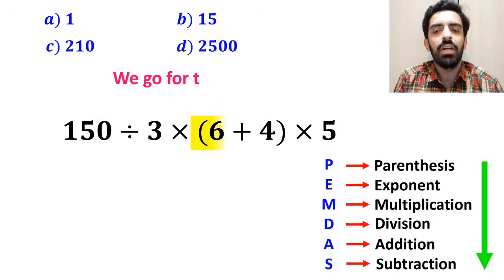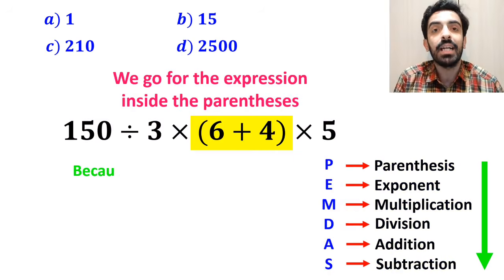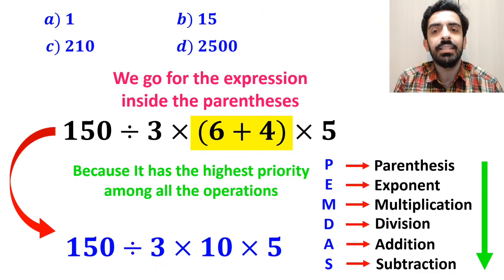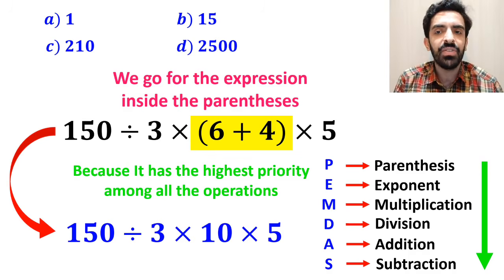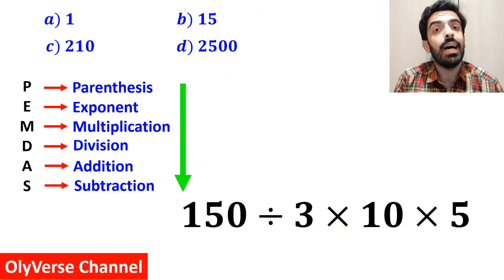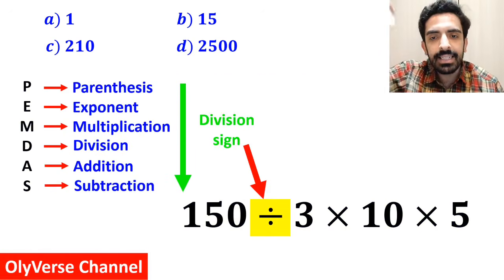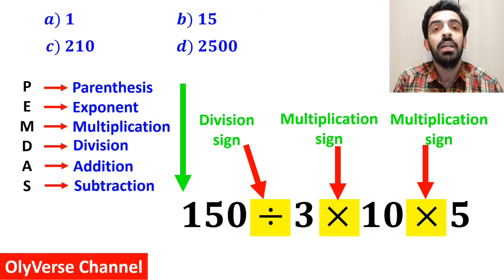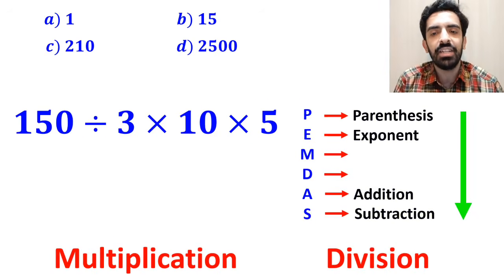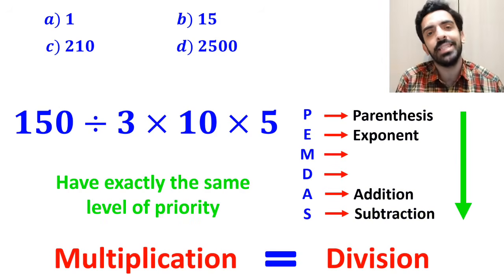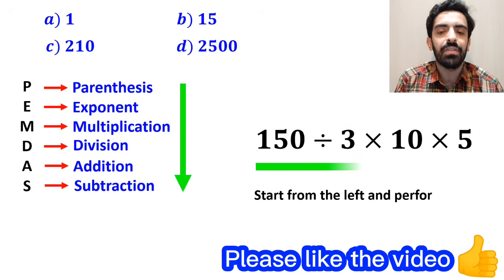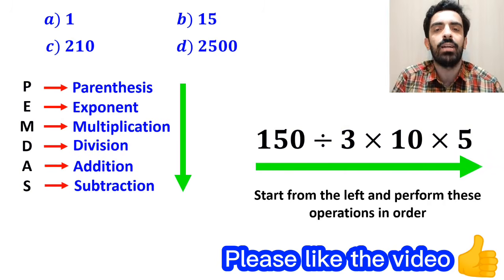Okay, in the first step, we go for the expression inside the parentheses because it has the highest priority among all the operations. So, instead of this expression, we can write 150 divided by 3 multiplied by 10 and again multiplied by 5. Alright, as you can see in the image, in this expression, we have one division sign followed by two multiplication signs. We must pay close attention that multiplication and division have exactly the same level of priority in the PEMDAS rule. In this situation, the best thing to do is to start from the left and perform these two operations in order.